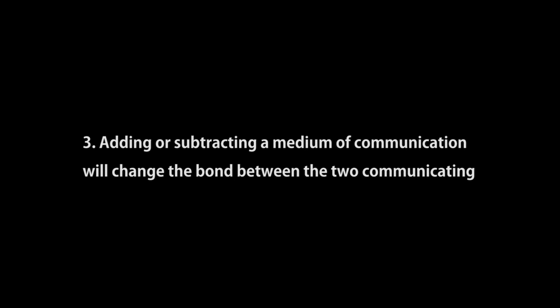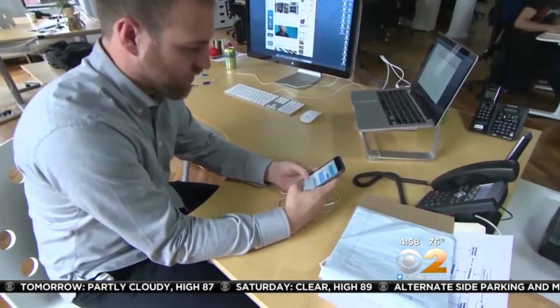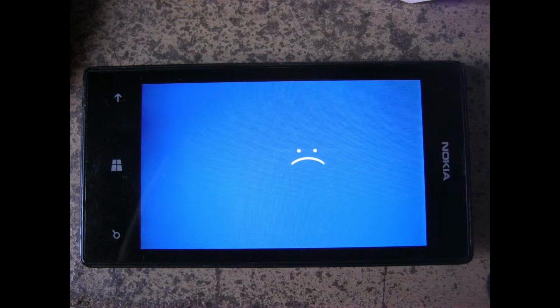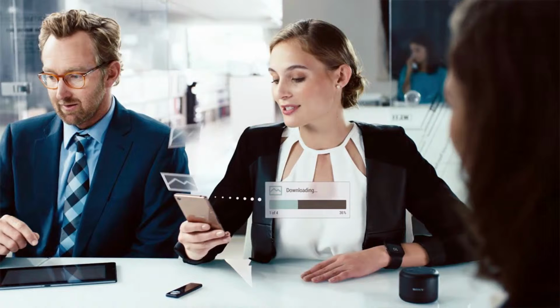3. Adding or subtracting a medium of media will change the strength of the bond between the two individuals. For example, if you've become accustomed to texting someone throughout the day, and then one day your phone runs out of battery and you're no longer able to text them, your bond will change because the medium you usually use to talk to them is no longer available.